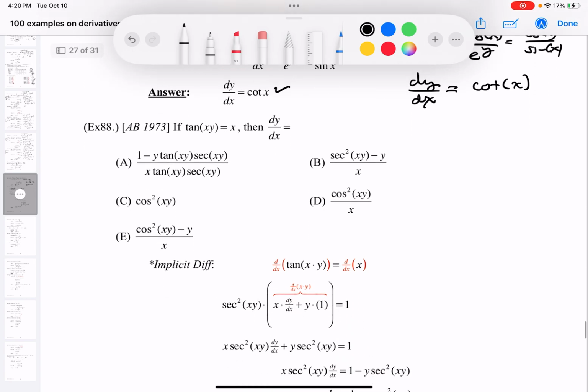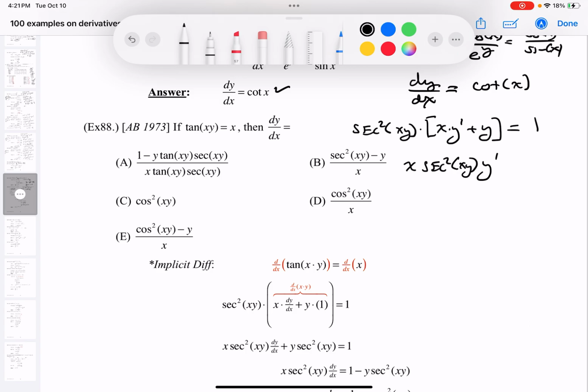All right, let's keep going. Let's do the next one. This one is a problem because it's, again, implicit differentiation, from 1973. So what do you have here? Secant squared of xy times, I've got to use the product rule now, so I'm going to say x y prime plus y, and the derivative of x is 1. So I think I'm ready to multiply this thing out, and you're going to get x secant squared xy times y prime, plus y secant squared xy, equals 1.